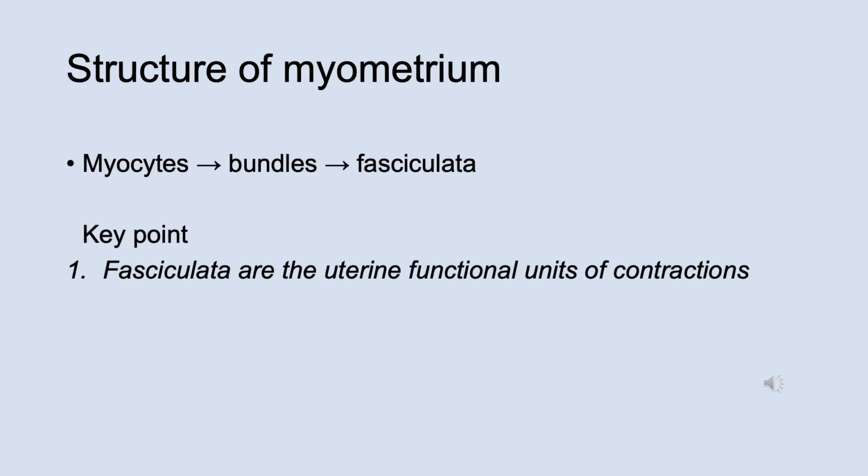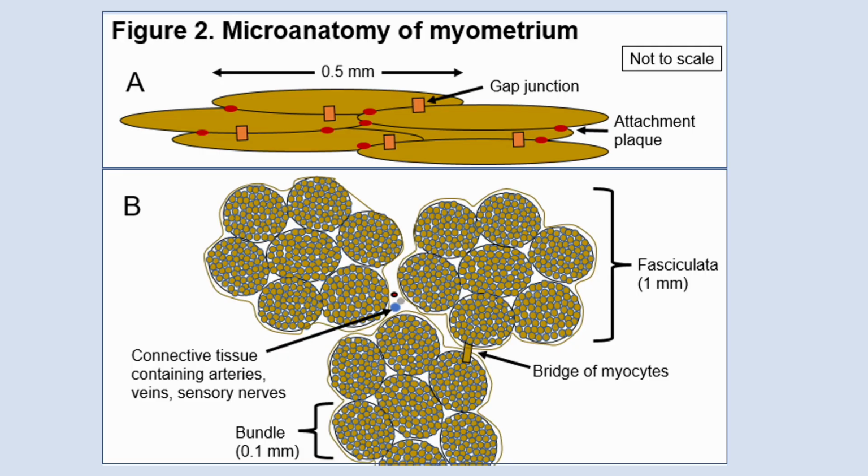Myometrium has a definitive structure. The myocytes are joined together into bundles. The bundles join together into fasciculata. And then the fasciculata are actually the contractile units, or what I call the uterine functional units of contraction. Briefly, the microanatomy in figure 2A is that the cell is about 1/2 millimeter long. They are all interconnected with gap junctions, and attachment plaques actually form the mechanical attachments of one cell to another to allow this syncytium to work together as a functional unit.